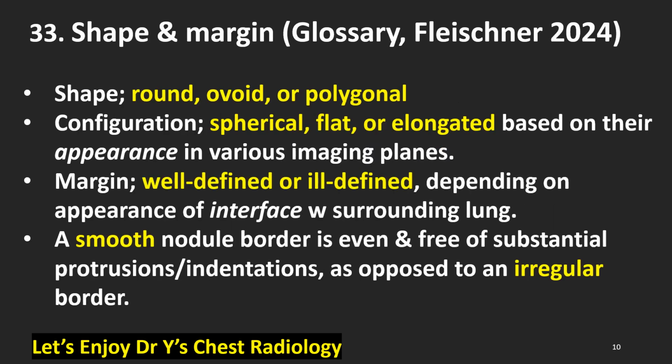Shape and margin of the nodules. Shape is described as round, ovoid, or polygonal. Configuration is spherical, flat or elongated, based on their appearance in various imaging planes. Margin is described as well-defined or ill-defined, depending on the appearance of the interface with the surrounding lung. A smooth nodule border is even and free of substantial protrusion or indentation, as opposed to an irregular border.